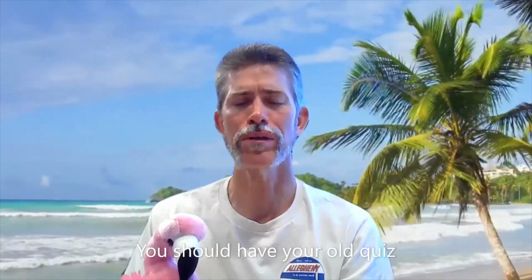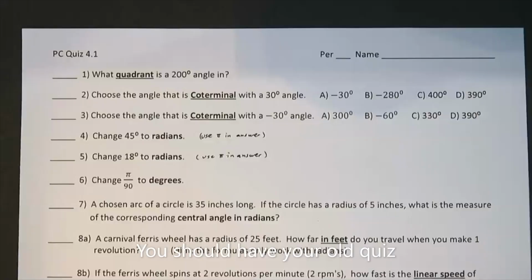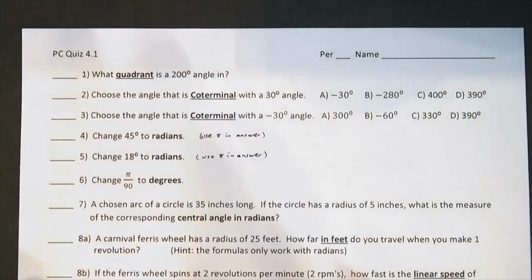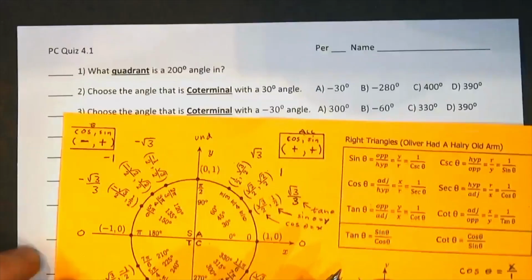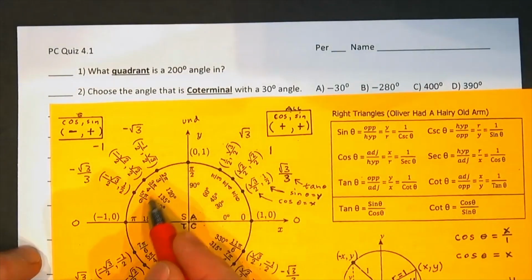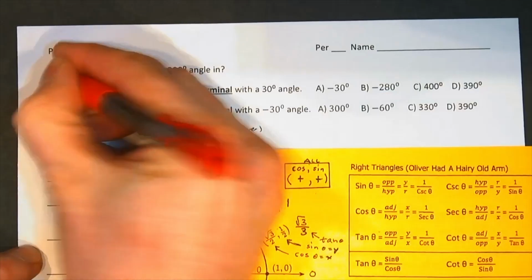So here's our first quiz. I'm just going to go through quiz 4.1 that you did before. I'm going to go fast through it because you did it before. What quadrant is a 200 degree angle in? Let's see, 200 degrees. 90, 180 over here. 1, 2, 3. Quadrant 3.